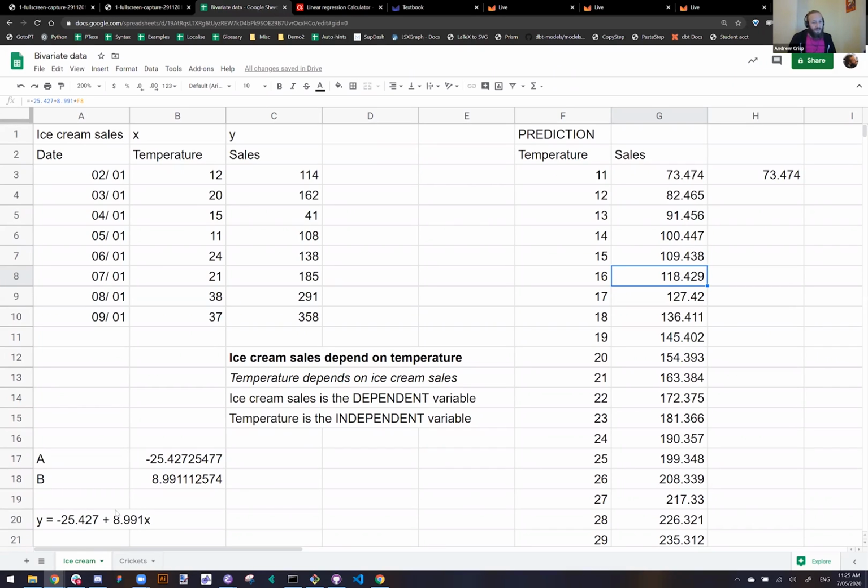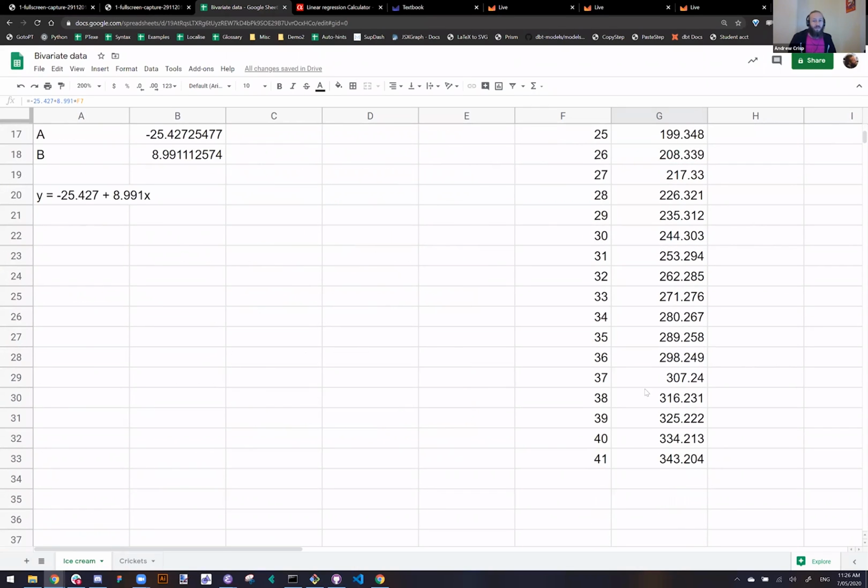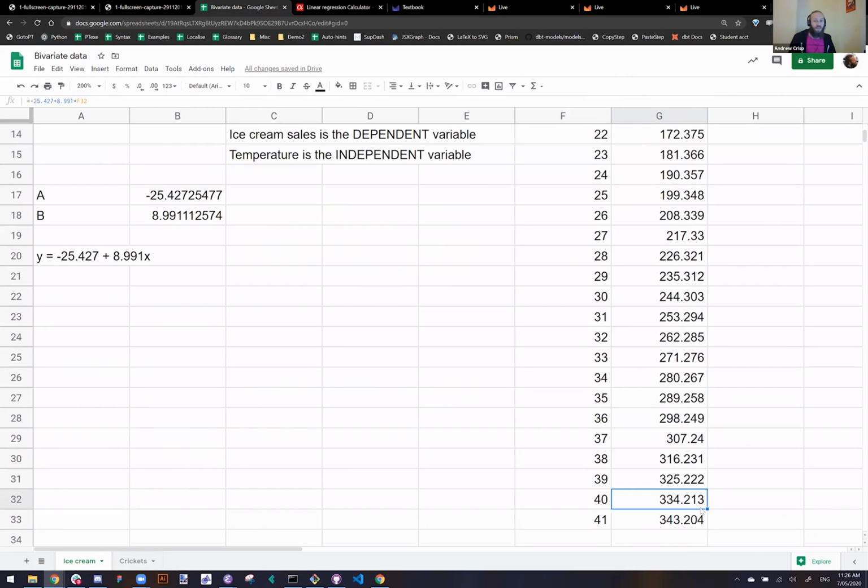So this number that we get out of our calculator, the gradient of the line of best fit, tells us on average how much the temperature change by 1 is going to influence the sales. Temperature goes up by 1, sales should go up by 8.991. If the person hears that it's going to be a 40-degree day, then it's 334.213, sure, but it's going to be a huge day.